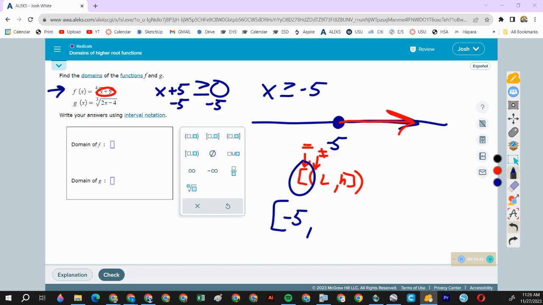What is the highest number in that set? Infinity. Does the graph exist at infinity? No, we can't reach it. So infinity always gets a parenthesis. So let's say I had 2 to 6, and I shaded in between. What would that be in interval notation? So bracket 2, comma, 6 parentheses. Okay, so equal to always gets a bracket, not equal to or open circle always gets a parenthesis, and infinity always gets a parenthesis.